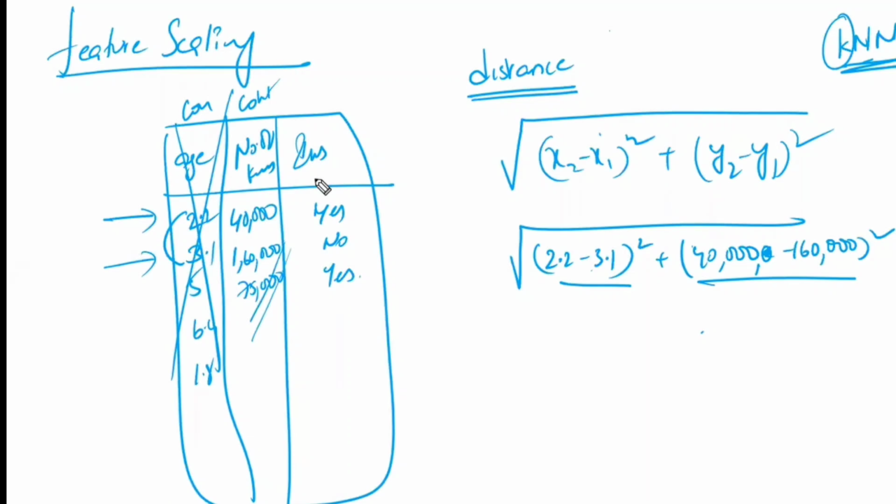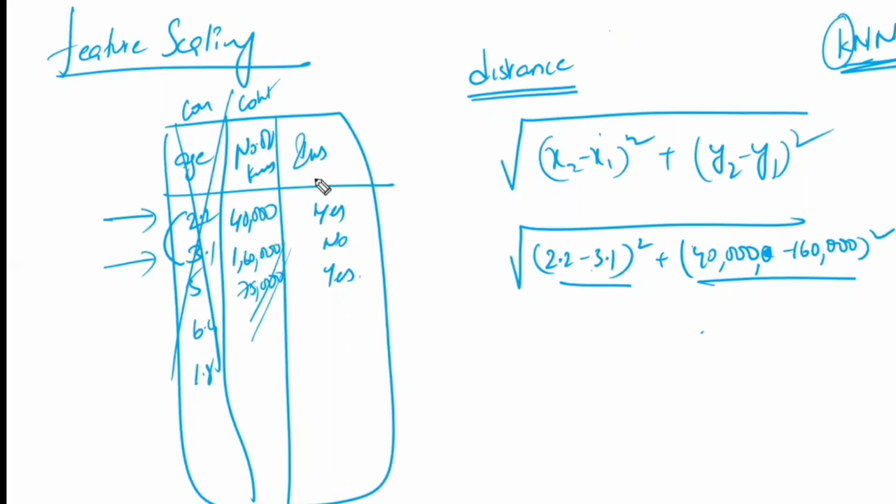Scaling has to be done only for certain algorithms, not for every algorithm. For which algorithms do you have to apply scaling? Those which are dependent on distance. Sir, how can I know whether an algorithm is dependent on distance or not? I will explain that now. I will explain the math behind each algorithm, and at that time we will discuss it. If you feel it is working on distance, you have to apply scaling. If it is not dependent on distance, you don't need to apply scaling.